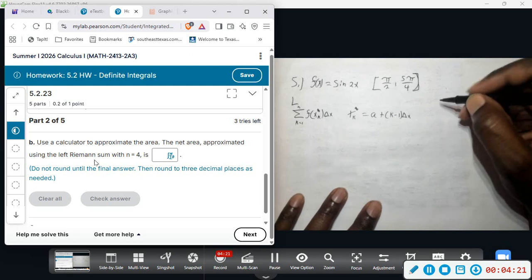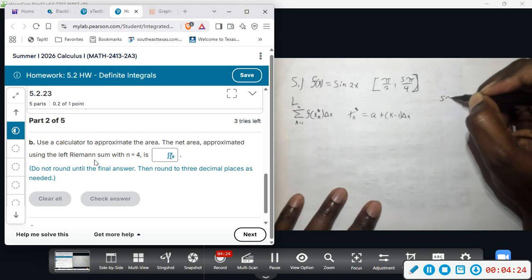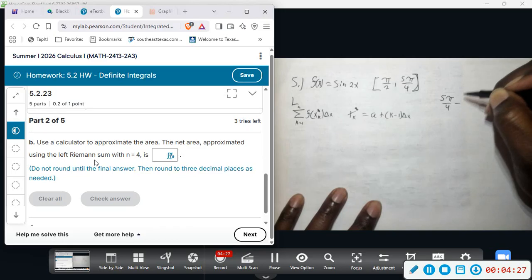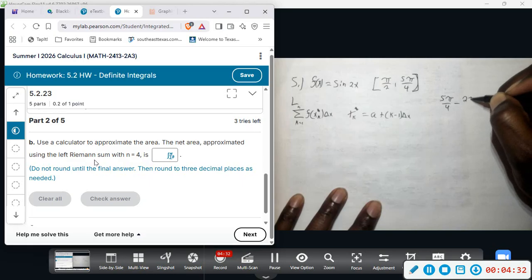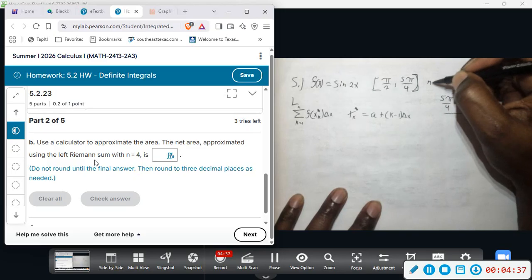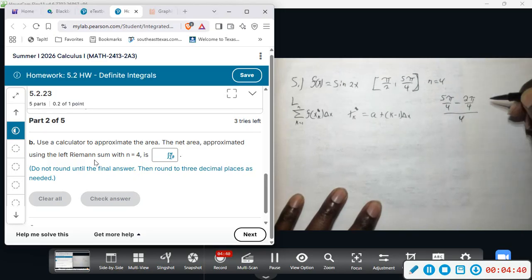Okay, so let's find the change in x. So I have to do 5 pi over 4 minus, I'm going to write this as a 4, so it's going to be 2 pi over 4, same as a half, and this is going to be divided by 4 because n is equal to 4. So this gives me 3 pi over 4 divided by 4. Keep, change, flip, so you'll get 3 pi over 16. So 3 pi over 16 is going to be my change in x.